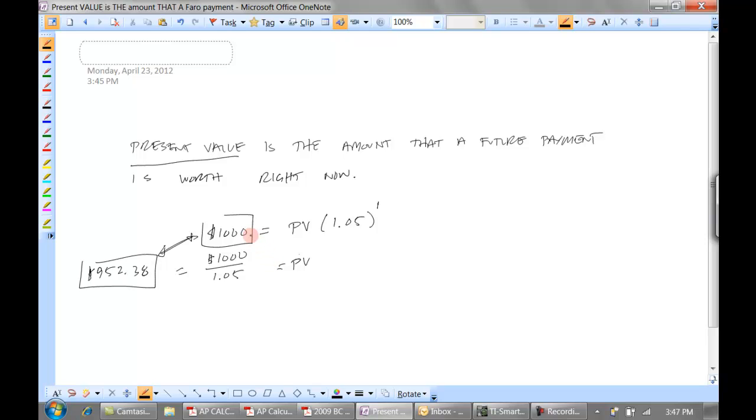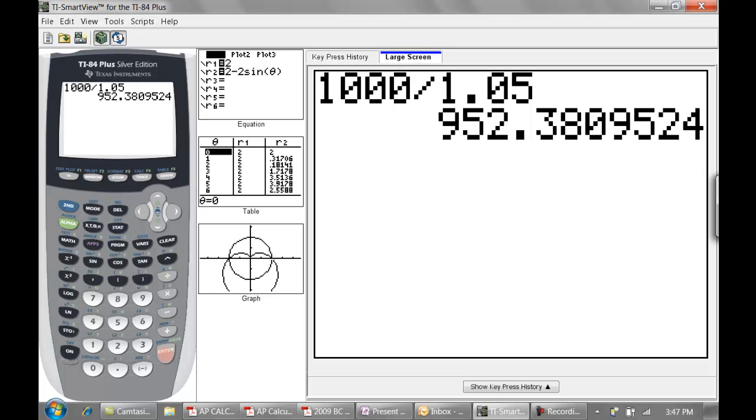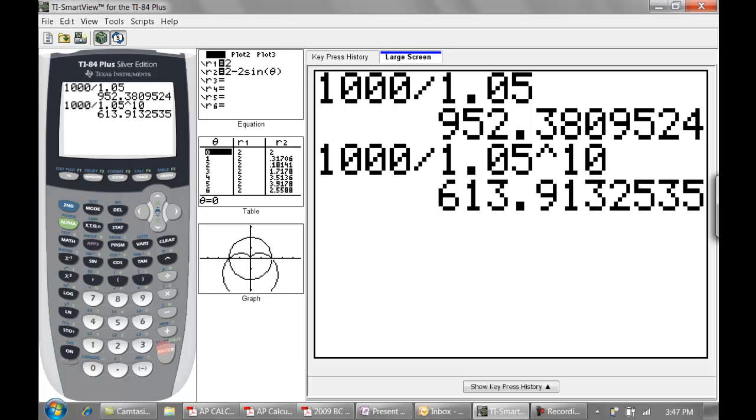You could also ask the question, well, what if I were to offer to give you $1,000 10 years from now? Okay, what's the present value of having $1,000 10 years from now? Alright, well, that's a similar problem. The question we ask is, $1,000 is equal to what present value if I were to be able to invest that money for 5% for 10 years? So if I go back and instead of dividing by 1.05, divide by 1.05 to the 10th, I get $613.91.